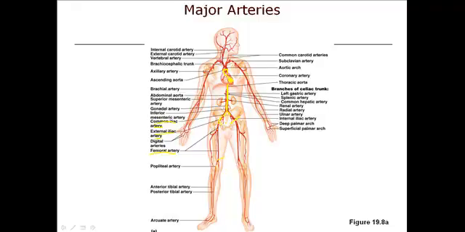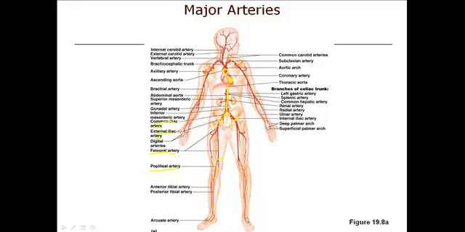Then that's going to branch into the popliteal artery right here, which goes posteriorly. And then down here, we're going to get a branch anterior and posterior tibial arteries, and then the arcuate. Later on, we're going to see an arm and a leg by itself, and we'll have more.